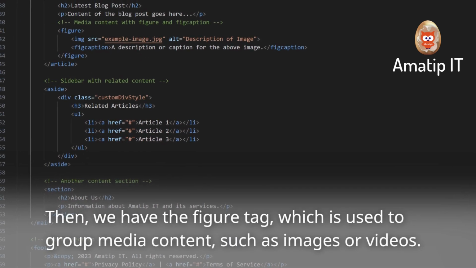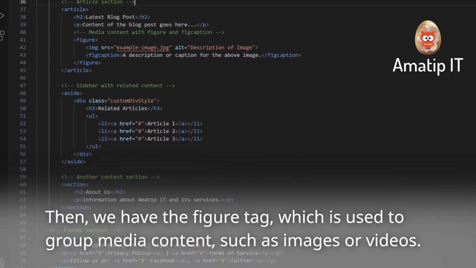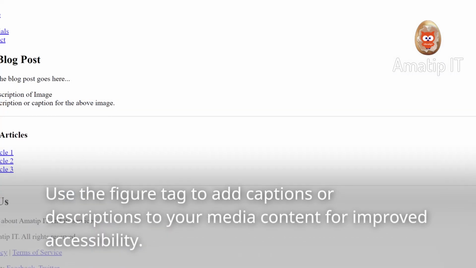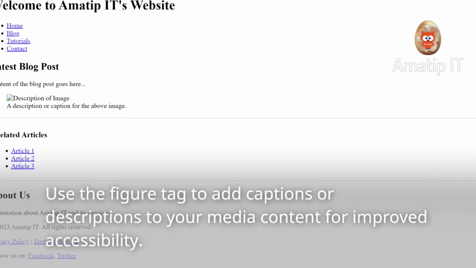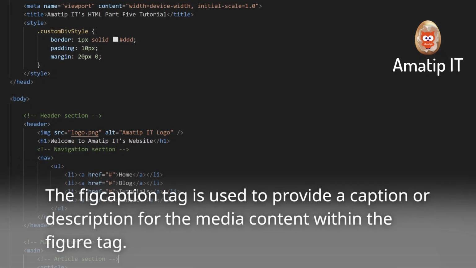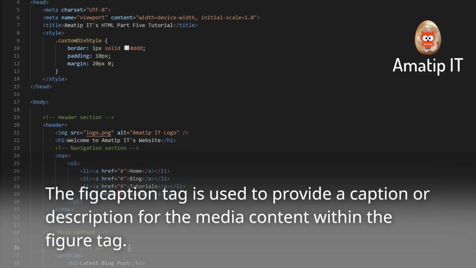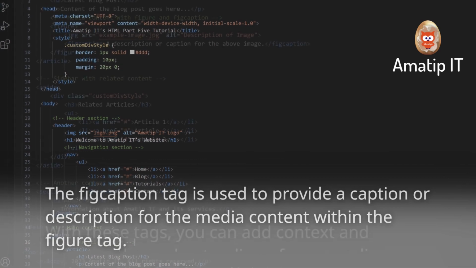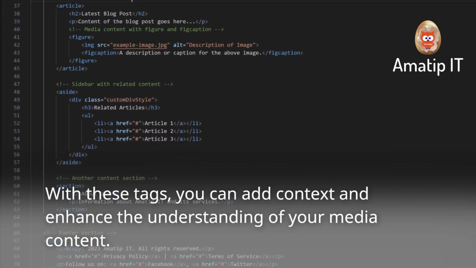Then, we have the figure tag, which is used to group media content, such as images or videos. Use the figure tag to add captions or descriptions to your media content for improved accessibility. The figcaption tag is used to provide a caption or description for the media content within the figure tag. With these tags, you can add context and enhance the understanding of your media content.